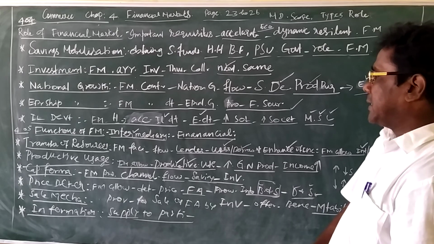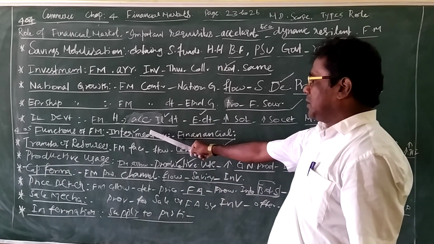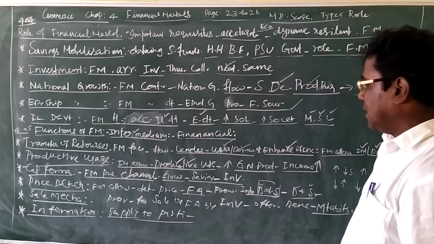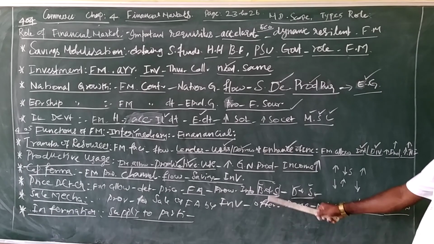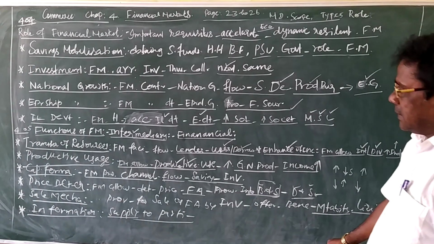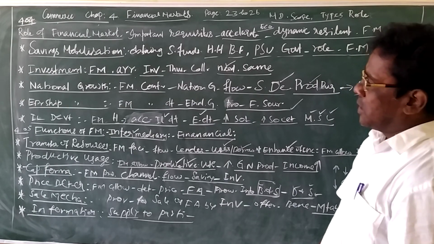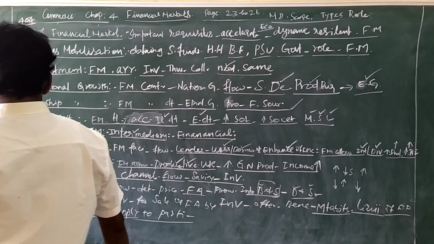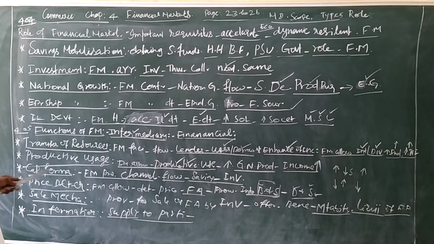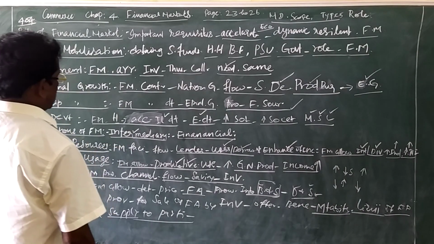So it acts as an intermediary, the financial market acting as an intermediary between the buyers and sellers as well as any other participants in the financial market. So these are the 6 important functions which come under the intermediary function only.